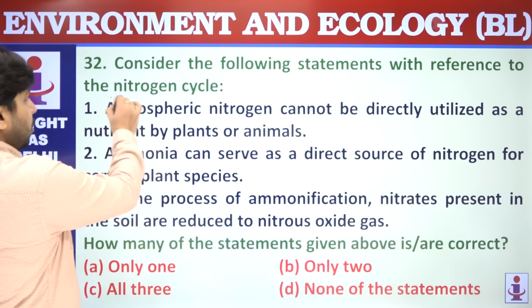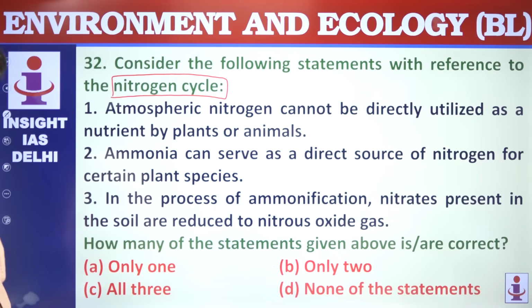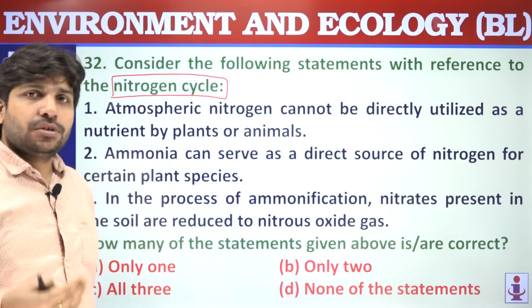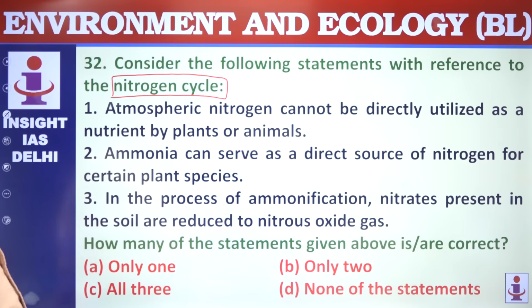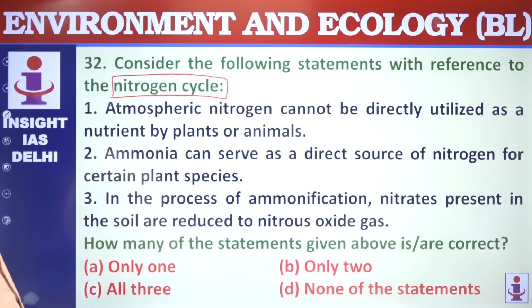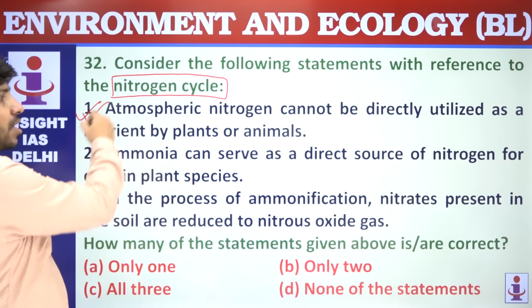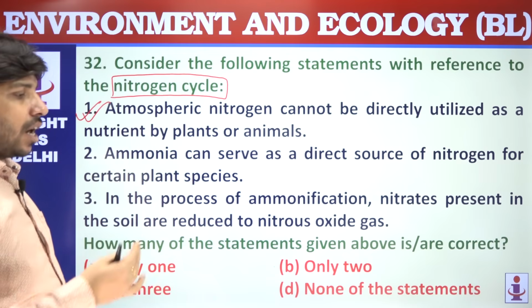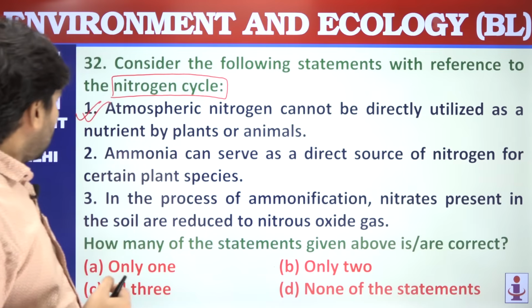Nitrogen cycle. We just learnt about biogeochemical cycles in which we discussed nitrogen, carbon, phosphorus, sulfur cycles. So the question is regarding nitrogen cycle. How many are correct regarding nitrogen cycle? Cannot be directly utilized as a nutrient by plants. Yes, atmospheric nitrogen cannot be directly utilized. Different kinds of microorganisms are needed for that.